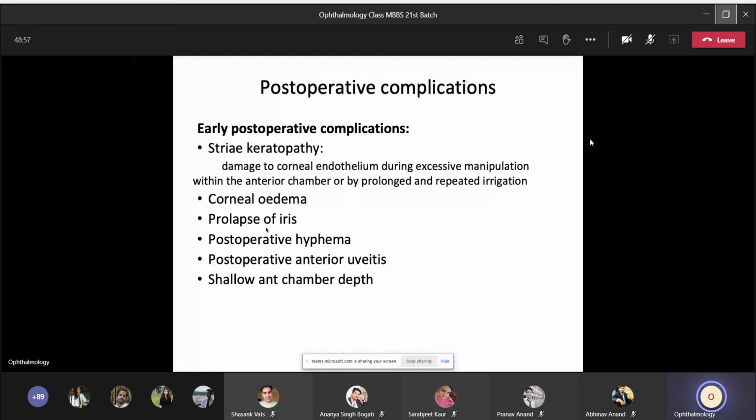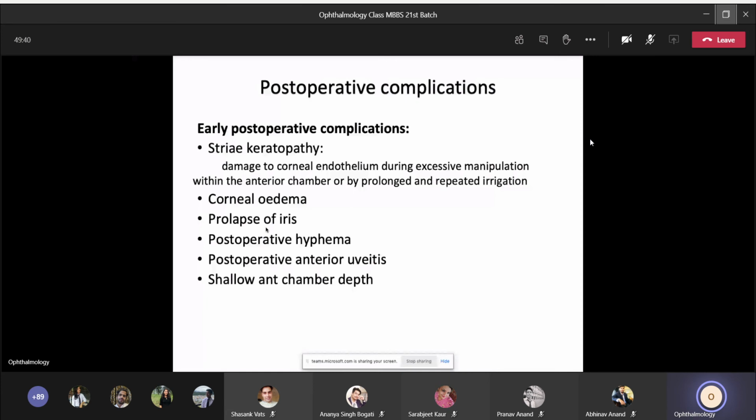Likewise, corneal edema. Anything that causes a rise in intraocular pressure or excessive manipulation of the endothelium may result in corneal edema, leading to a hazy cornea, so that the post-operative visual acuity is not good. Another is prolapse of iris. As I said earlier, in premature entry the tunnel is not well made and the wound is not self-sealing, so even a minor straining can cause prolapse of the iris from the wound. So the wound has to be constructed very well so that it is self-sealing. Otherwise, it may cause the prolapse.